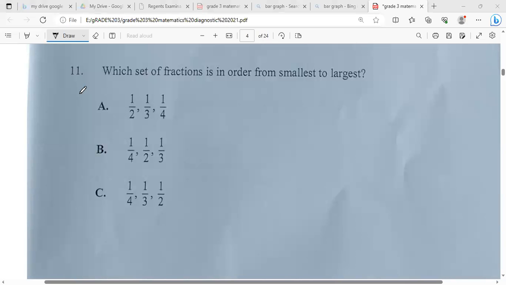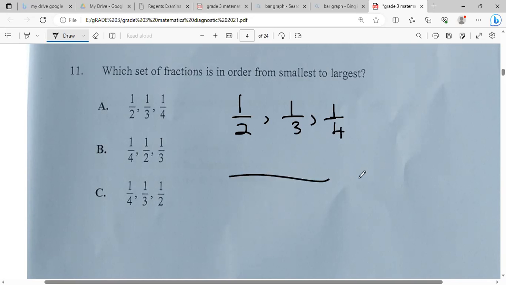All right, number 11, which set of fractions is in order from the smallest to the largest? So let us consider the fractions. A half, 1/3. And guys, this is how you can test any fraction to see which is bigger. What we're going to do is find the lowest common multiple, meaning the LCM. All right, so the LCM of 2, 3, and 4 would be 12.